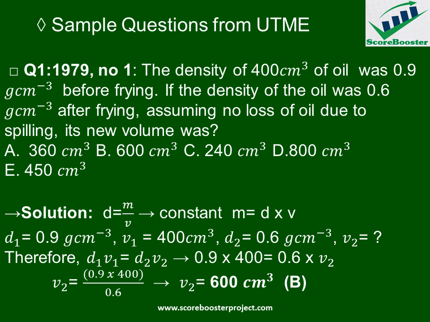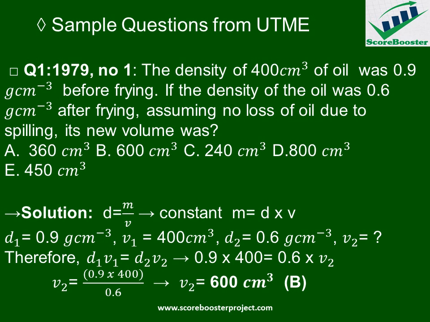Now on to sample questions from UTME. And the first question we shall be considering comes from 1979, number 1. And the question goes thus. The density of 400 cm cube of oil was 0.9 gram per cm cube before frying. If the density of the oil was 0.6 gram per centimeter cube after frying, assuming no loss of oil due to spilling, its new volume was dash.